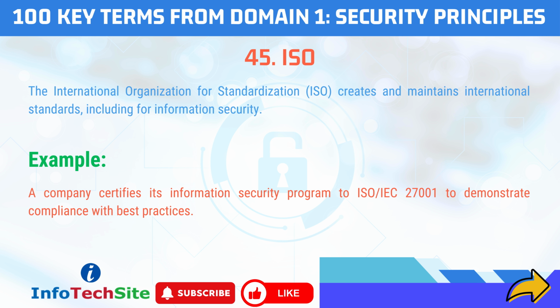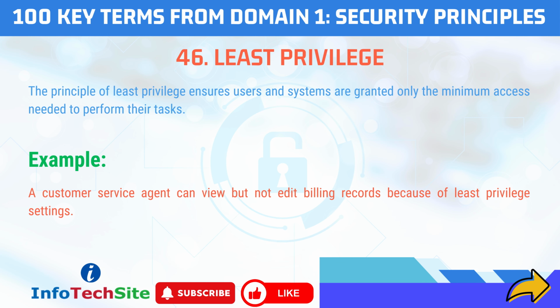For example, a company certifies its information security program to ISO/IEC 27001 to demonstrate compliance with best practices. 46. Least privilege. The principle of least privilege ensures users and systems are granted only the minimum access needed to perform their tasks. Here is an example. A customer service agent can view but not edit billing records because of least privilege settings.